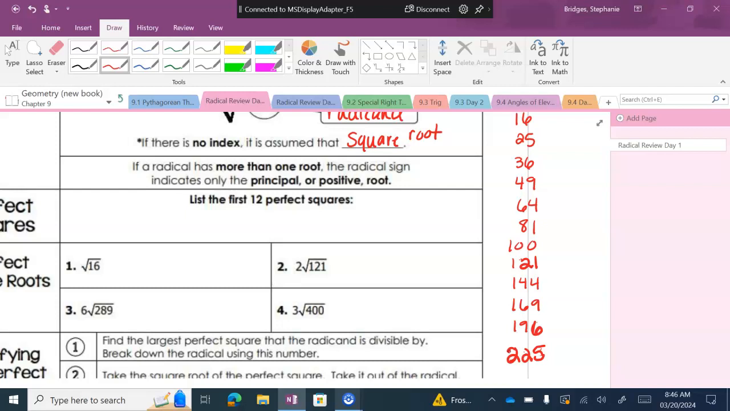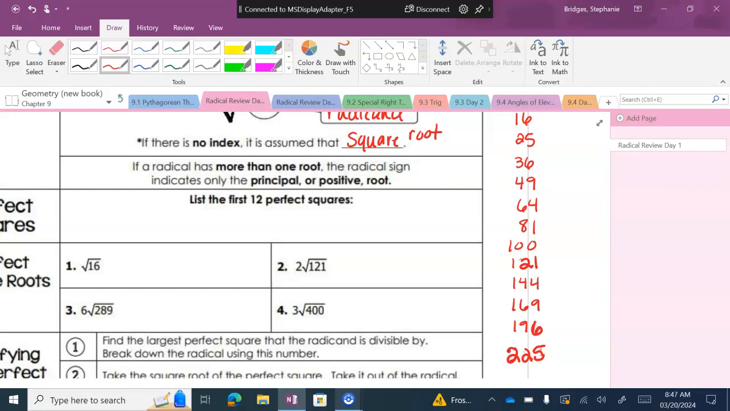And when we are simplifying square roots, right there under where it says if there is no index before the 12 perfect squares, it says if a radical has more than one root, the radical sign indicates the principal or the positive square root. So when we simplify these, they're always going to be positive square roots, not negatives. We're not solving for x. We are just simplifying a square root.